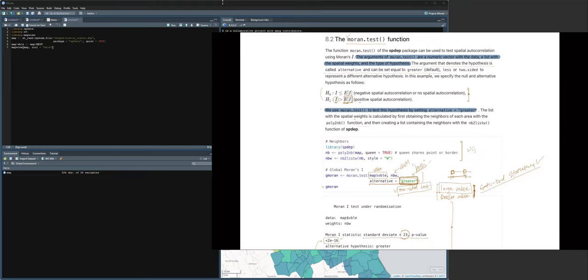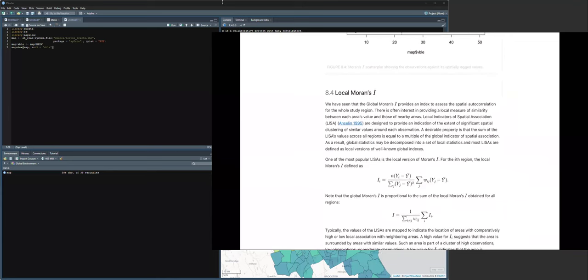This one-sided test asks, if they are spatially correlated, is that index value larger than the mean index value or smaller than the mean index value? Which means we are thinking about the direction of the spatial correlation, like a positive autocorrelation or negative autocorrelation. Okay.